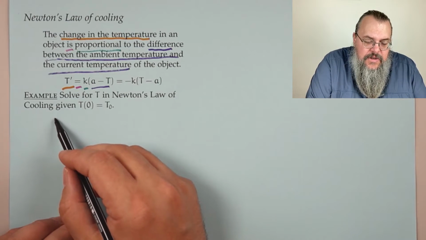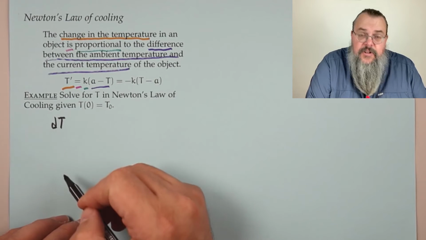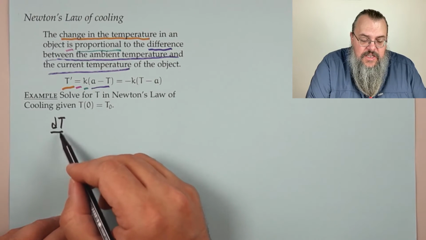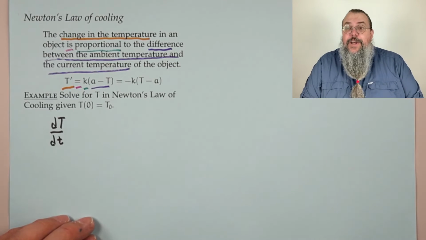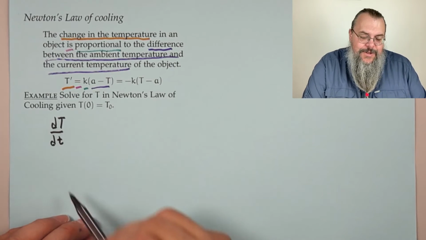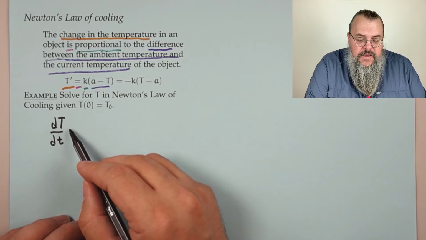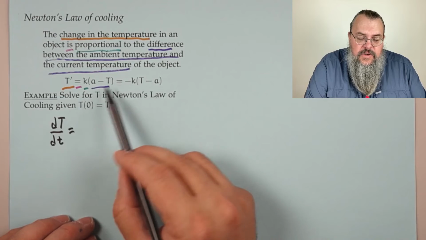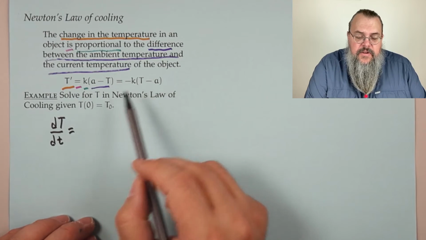Now, of course, part of our problem is we have temperature, which is big T, and we have time, which is little t. So we have to learn to write well enough to make sure we distinguish the two. So change in temperature with time, you can write it as proportional to A minus T, or as minus k times T minus A.